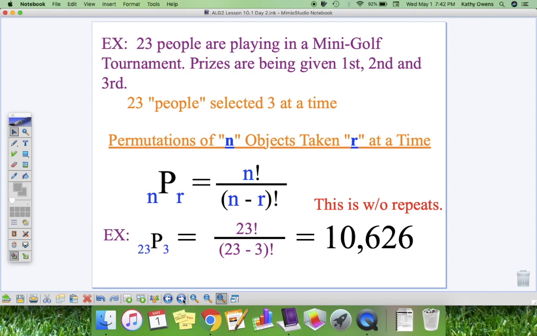With technology as advanced as it is now, pretty much every scientific calculator will have a button that will allow you to just input the n, the P, and the r. So you need to know your calculator well to find that nPr button. You'll have to input the 23 and input the 3 in the correct order. Test your calculator now to make sure you can find the correct way to put the numbers in to get 10,626.